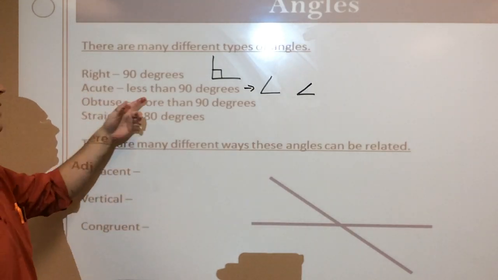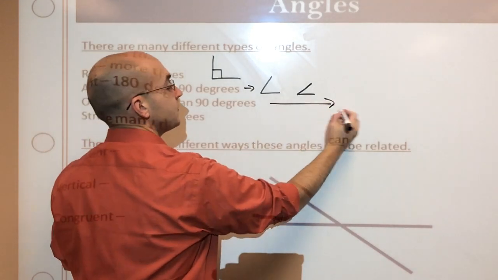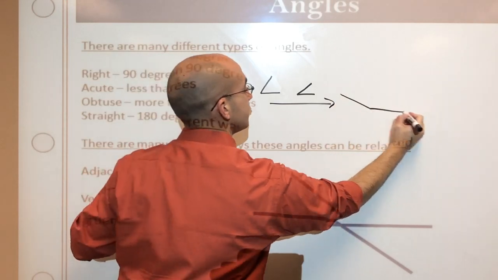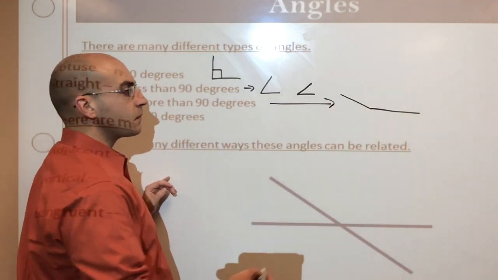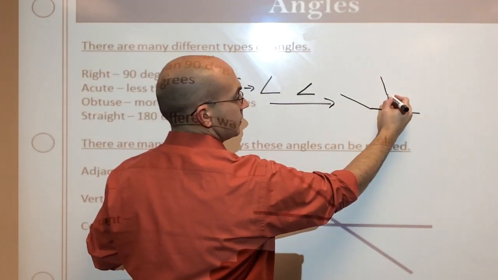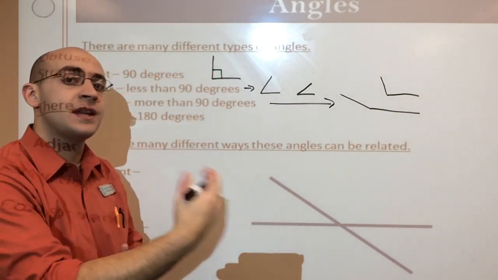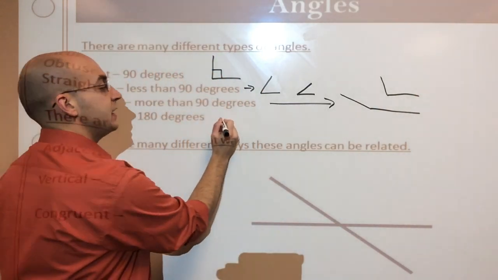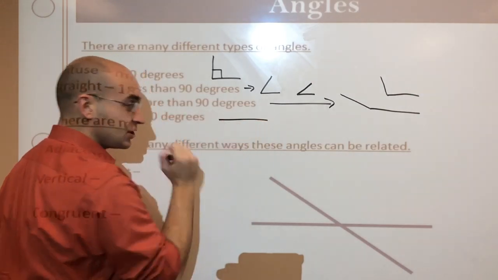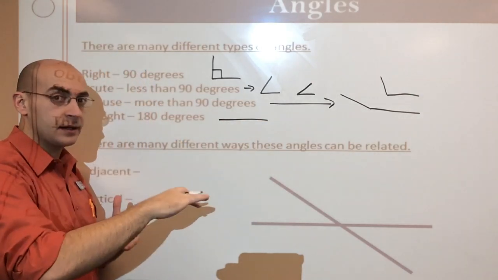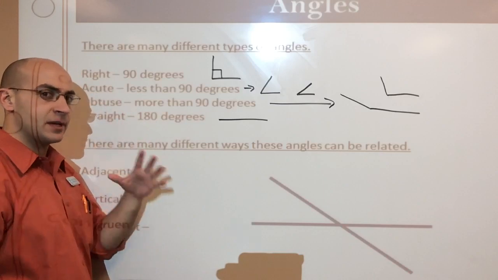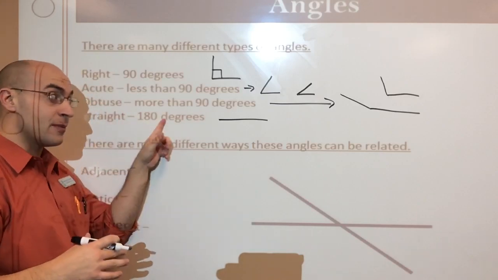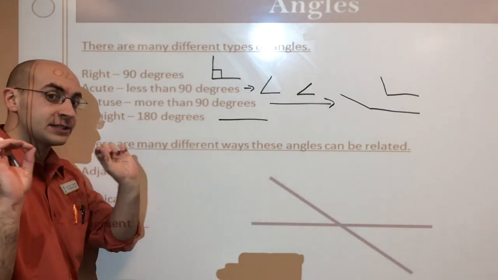An obtuse angle, it's more than 90 degrees. So this is an obtuse angle, and this is also an obtuse angle. Anything more than 90 but less than 180, because a straight angle is 180. Now, I know that's weird. A straight angle is a straight line. So make sure you understand that, because we're going to be able to piece things together from this concept. A straight angle is a straight line.